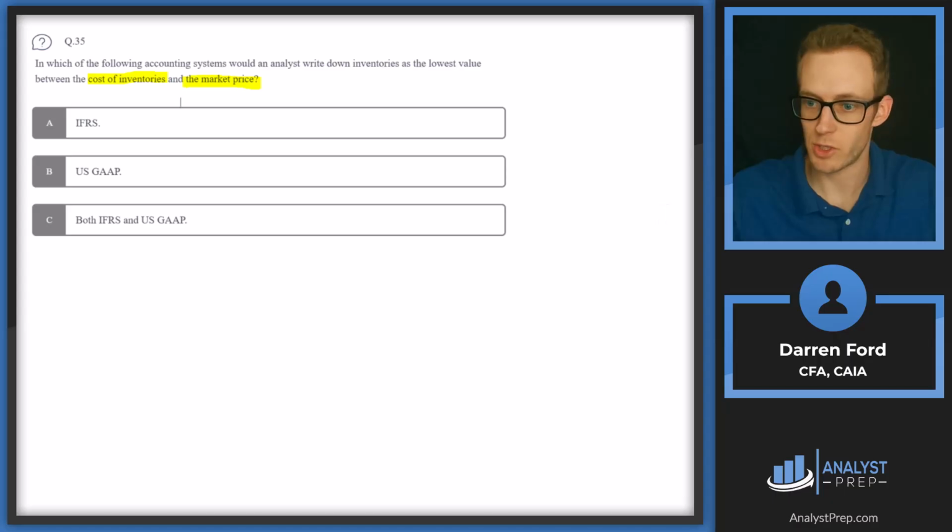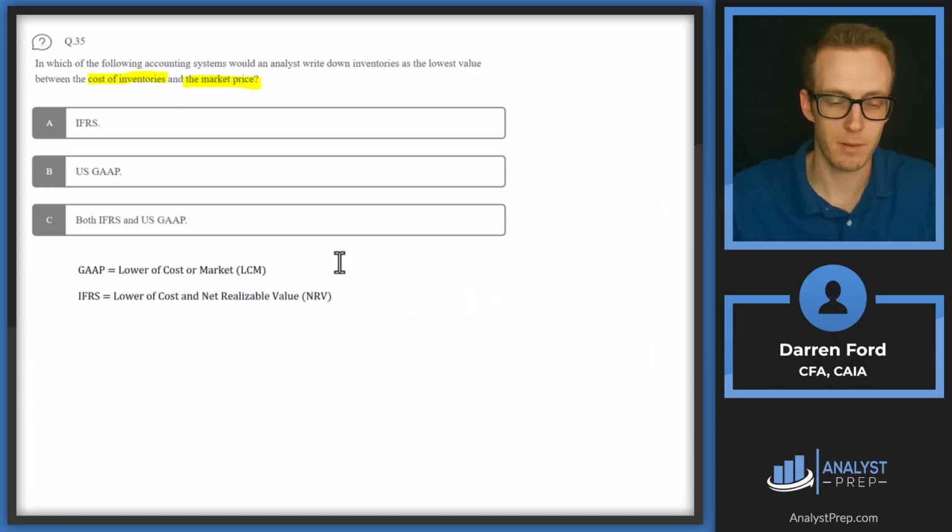So pulling in my little chart here, for GAAP, we're going to use lower of cost or market price. So yes, that will apply to GAAP. In IFRS, we're also writing down inventories, but it's not going to be based on the market. It's going to be based on net realizable value. So to be honest, at first I was tripped up and thought C would be the answer, but it does turn out to be answer B. The key is to remember we're taking lower of cost, but for GAAP we've got market, and for IFRS it's going to be net realizable value.